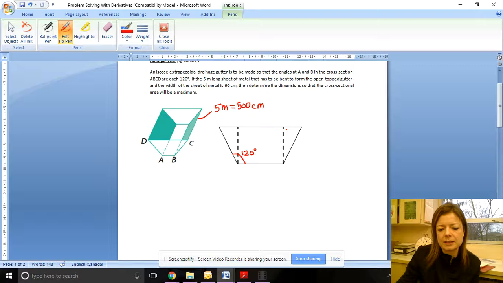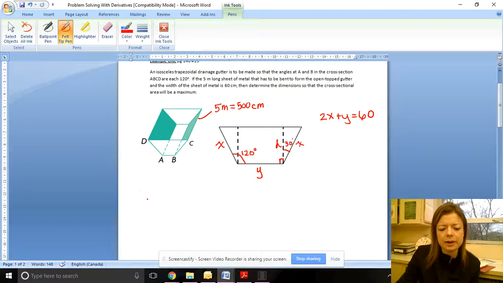So let's label some of these points. So we'll call this dotted line H. That's the height of the trapezoid. Then we'll say that these two sides, which must be equal, are both X, and we'll call this base Y. Okay, so we know that 2X plus Y has to equal 60. Okay, and what else do we know? Well, we know that this angle in here is 30 degrees because this is a right angle, and it has to add up to 120.